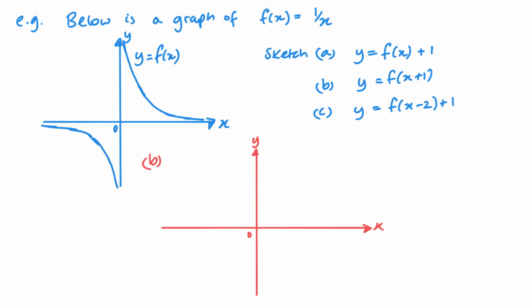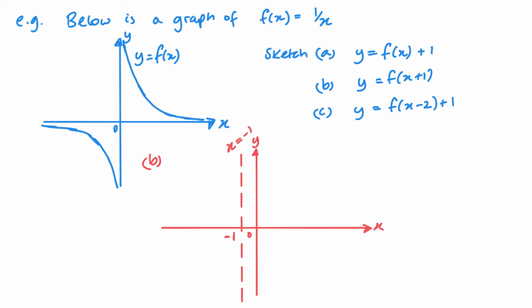Now part B, f of x plus 1 inside the brackets, so it's a horizontal movement, and we're going to move 1 square to the left. So 1 square to the left means that my vertical asymptote is also going to move 1 square, 1 unit to the left. So just like before, I want to do a vertical asymptote, and it's dashed lines, and 1 unit to the left means it's crossing my x-axis at -1. And I should also state what the equation of this line is, and it is x equals -1.